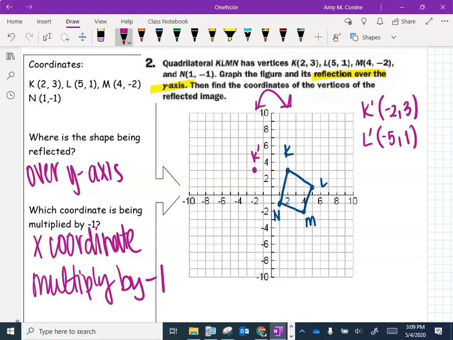And so if I even count it out, if I'm going left to right, 5, 1 here, I need to be the same distance away from your y-axis. I'm going to stay at 1, but I'm going to go to -5. So L prime should be there. Okay. M prime, same idea. It's the x coordinate that changes, so it's going to be the opposite of what we started at. So -4, -2. So the x value changes, the y value doesn't. So I'm going to go to -4, -2, and that's where M prime is going to be.